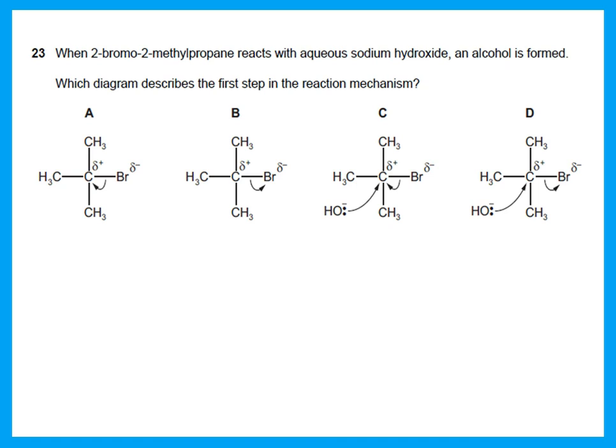Then he says, when 2-bromo-2-methylpropane reacts with aqueous sodium hydroxide, an alcohol is formed. Which diagram describes the first step in the reaction? First of all, you can see that he's drawing 2-bromo-2-methylpropane, and you can see that it is a tertiary alkyl halide.